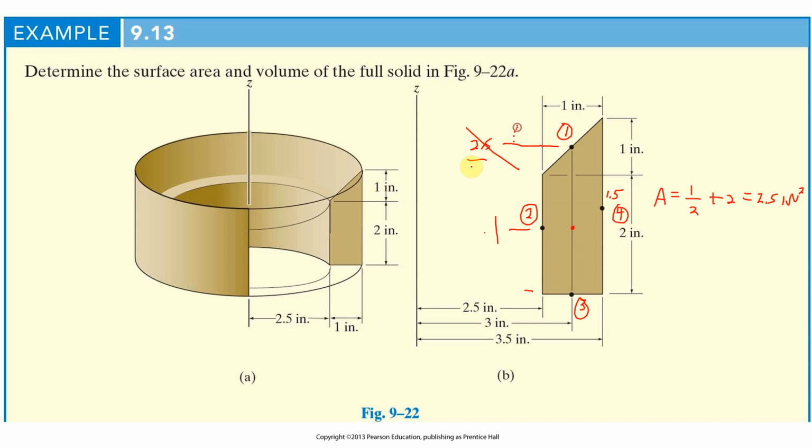I realized after I got done doing all this stuff, I don't need to know. They don't ask me. I don't need to know where the centroid is vertically. I just need to know horizontally where the centroid is. So for the square section, it's right there. For the triangle, it is 2/3 plus 2.5, which would be what?